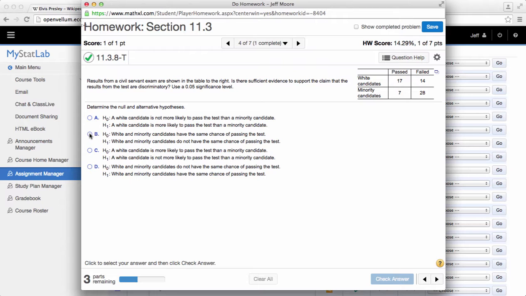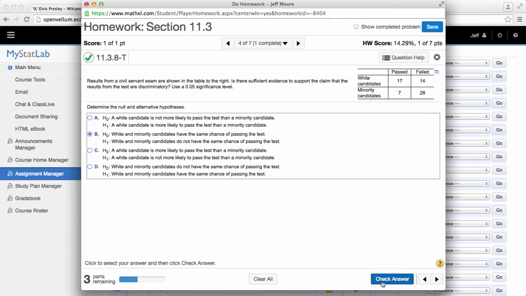This is going to be a test of independence. So what we're going to test is whether or not there is any influence on whether a test is passed or failed based on whether it is a white or minority candidate. Our null hypothesis would be that they are independent, that there is no influence.